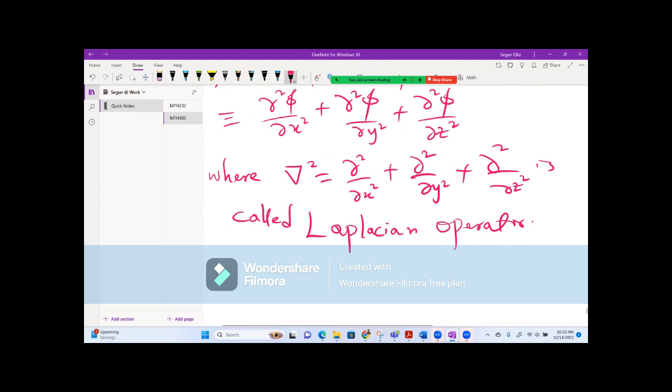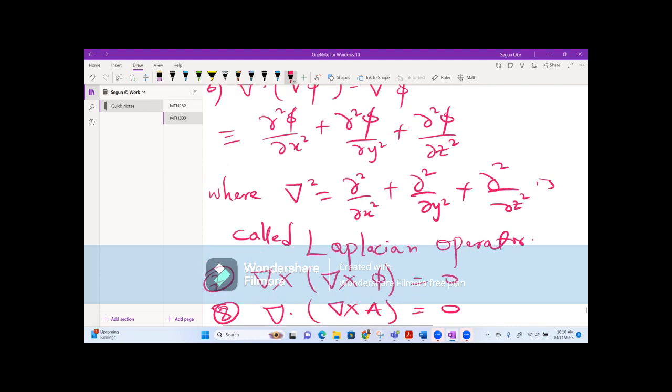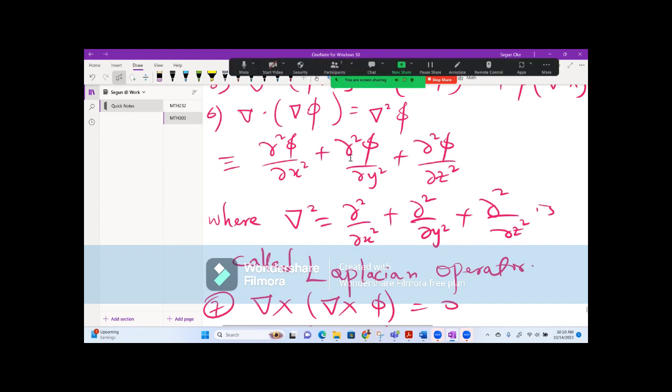You can also have number seven: del cross del phi is the same thing as 0. Then number eight: del dot del cross A is also equal to 0. So let's look at the example so that we can see how this unfolds. You can lay your hands on as many questions as possible. Once we solve one, you can solve the rest by yourself.